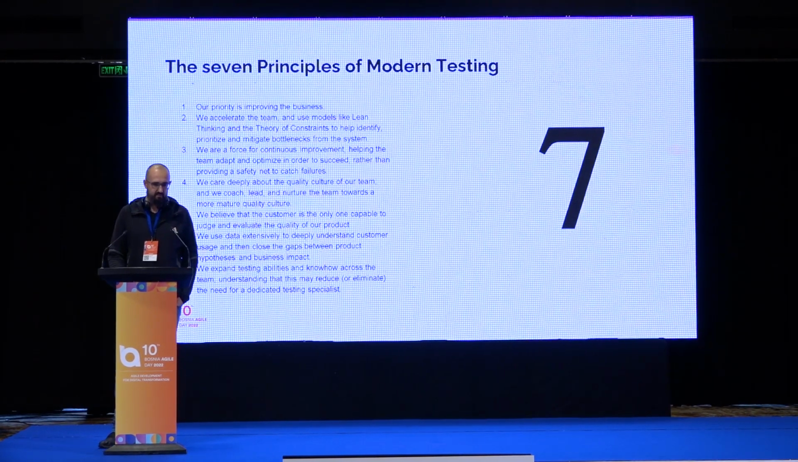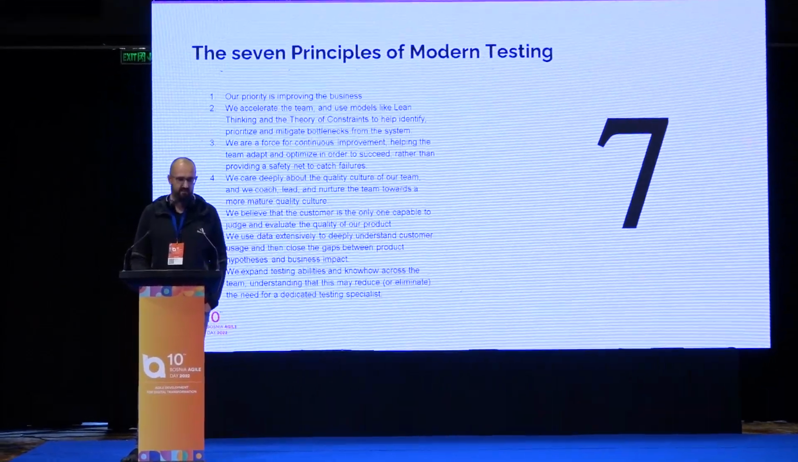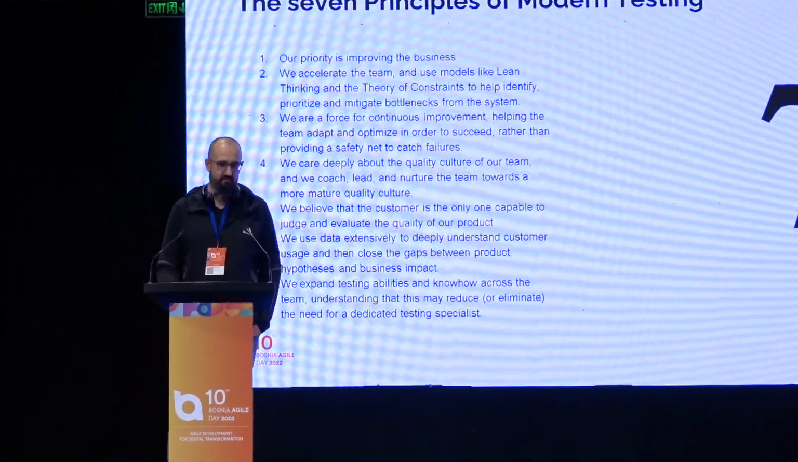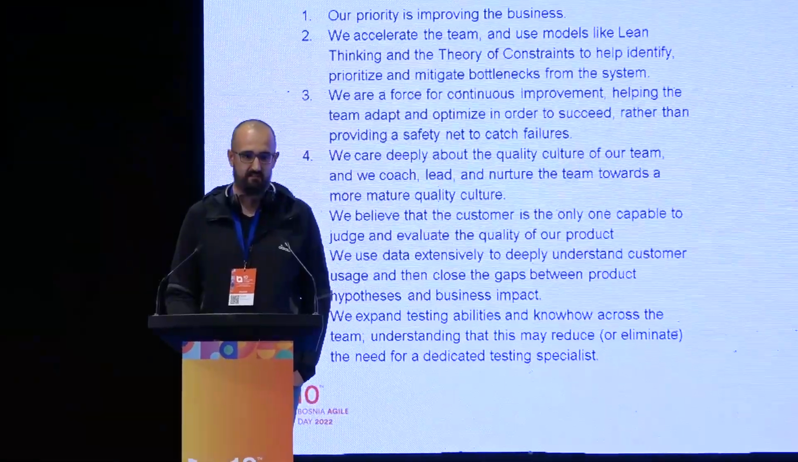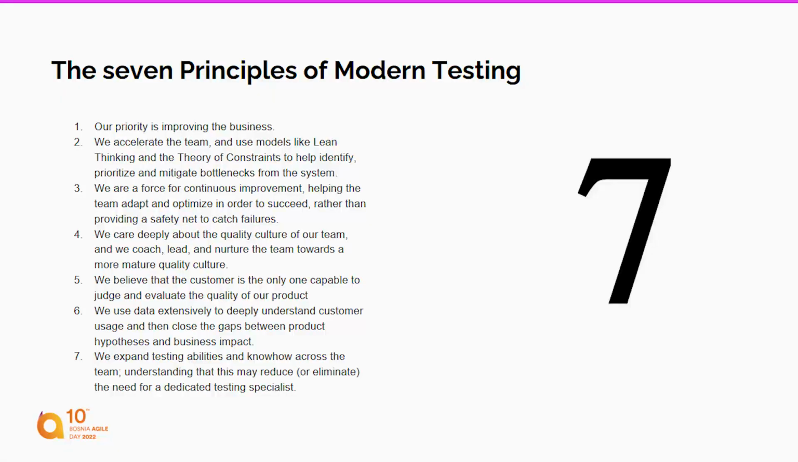So there are 7 principles of modern testing. Judging from the name, they seem to be very testing related, but in truth, they are more oriented towards quality and towards people than specifically towards testing. We'll go over each one of these on its own.